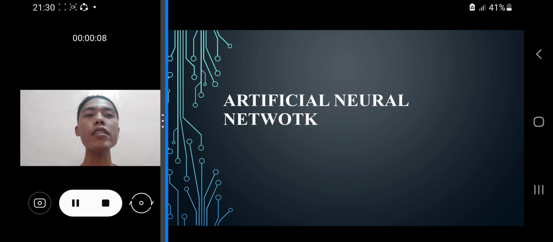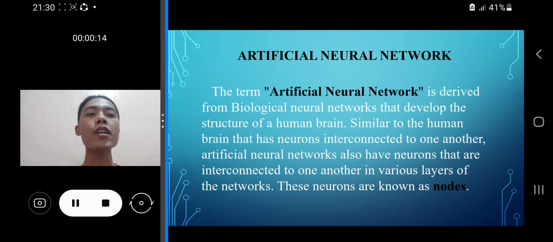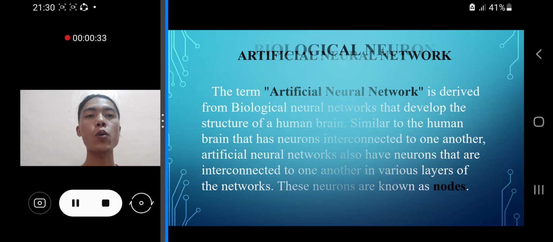For today, I will tackle all about artificial neural network. The term artificial neural network is derived from biological neural networks that develop the structure of a human brain. Similar to the human brain that has neurons interconnected to one another, artificial neural networks also have neurons that are interconnected to one another in various layers of the networks. These neurons are known as nodes.